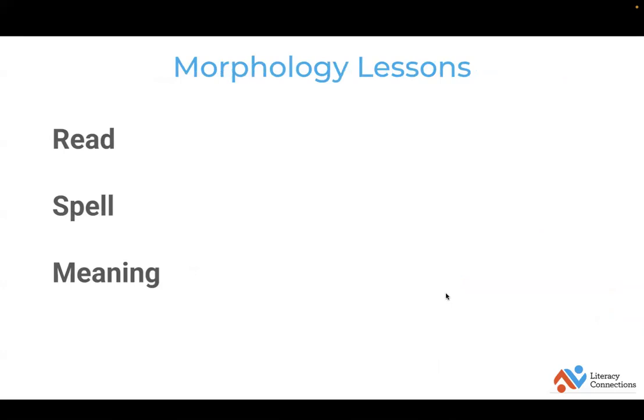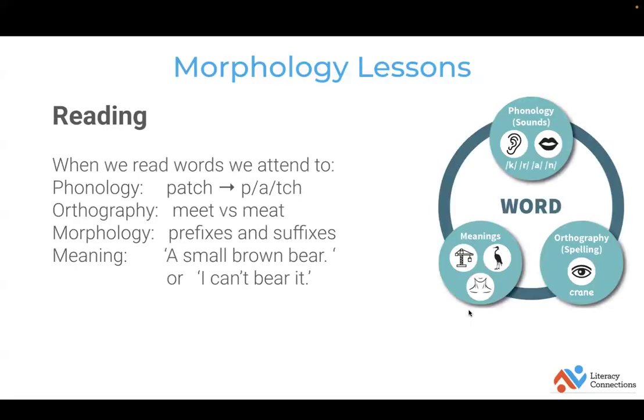So every morphology lesson has these elements of reading, spelling, and meaning. Reading is to support our decoding, and particularly when we're looking at our morphemes, we're really creating multi-syllable words. If we can train our brains to break long words into morpheme chunks, that will help us to decode, will help us to spell, and it will help us with meaning. So we have those three elements in every lesson.